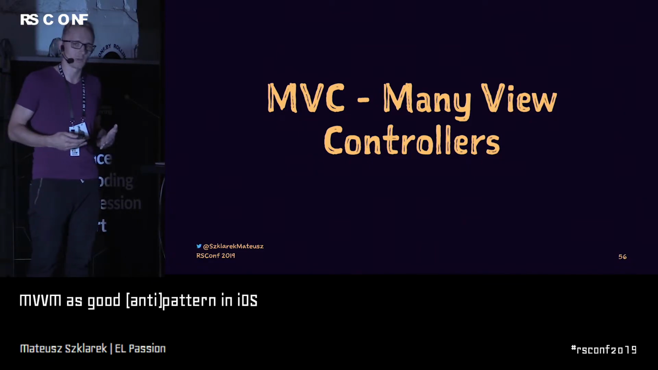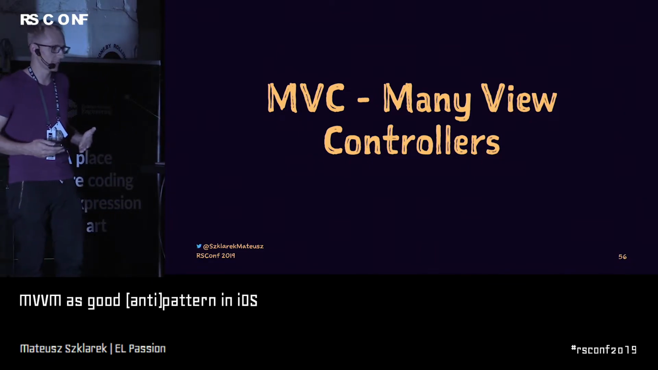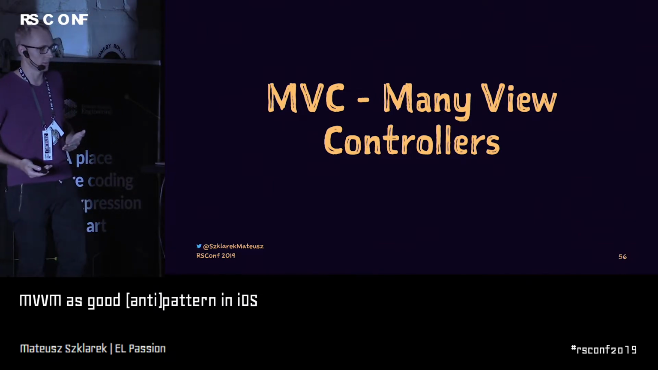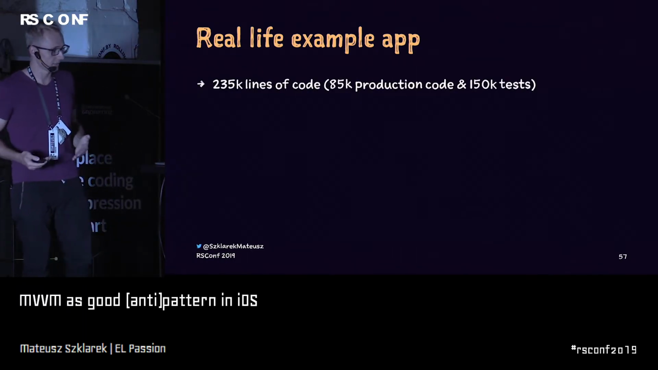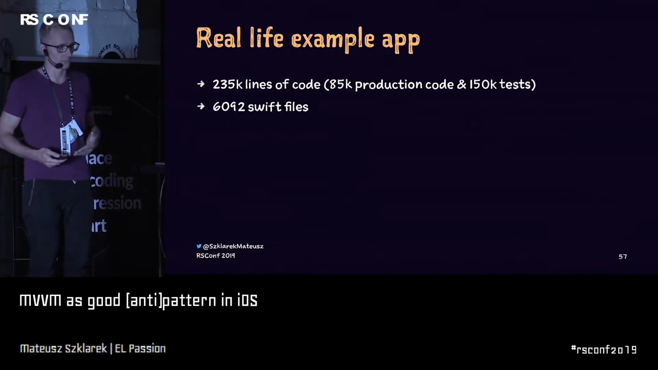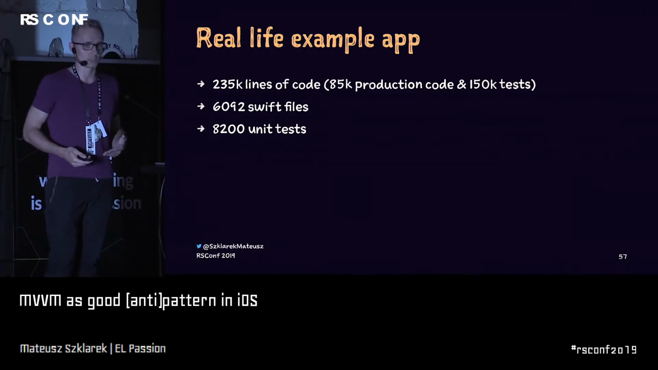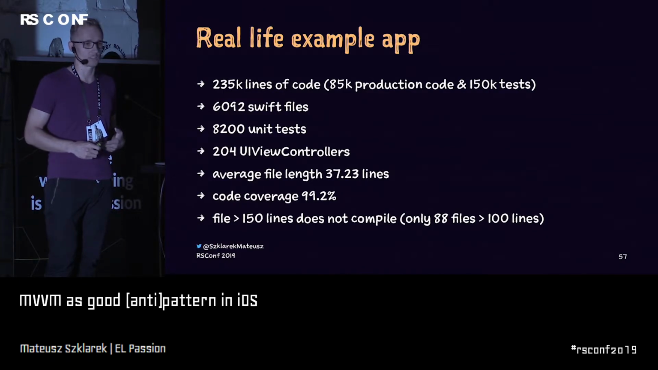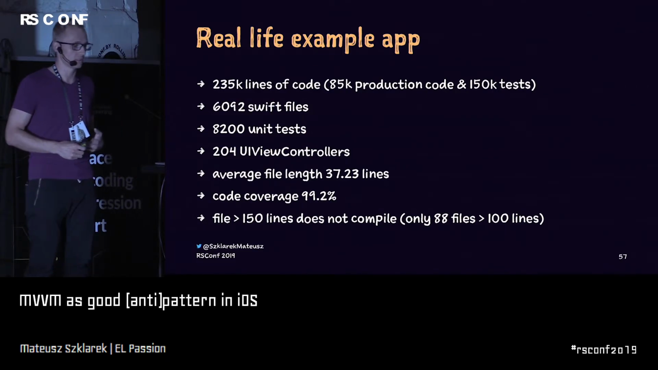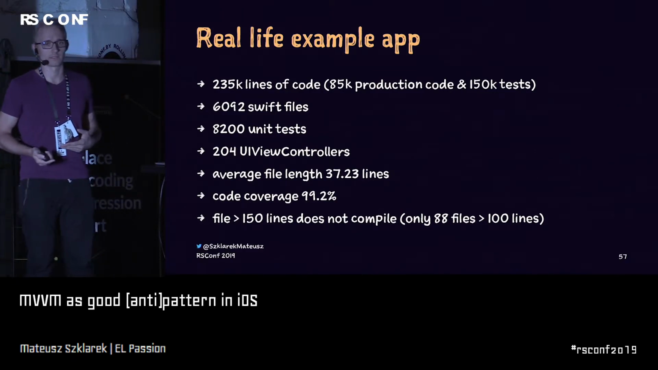To prove that it works really well and it's scalable, I will provide some data from our application that we made at El Passo one year ago. A real life example app. We had 235,000 lines of code, over 6,000 Swift files, 8,200 unit tests, 204 UI view controllers. Average file length was 37 lines. Code coverage was 99.2%, and a file over 150 lines does not compile. Only 88 files from those 6,000 have more than 100 lines.